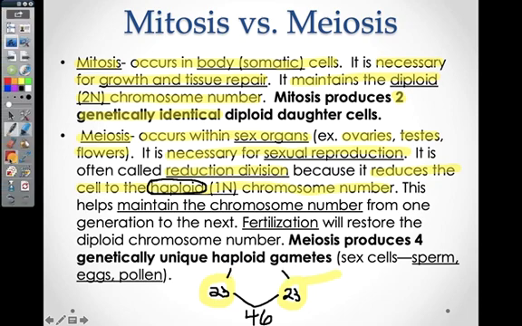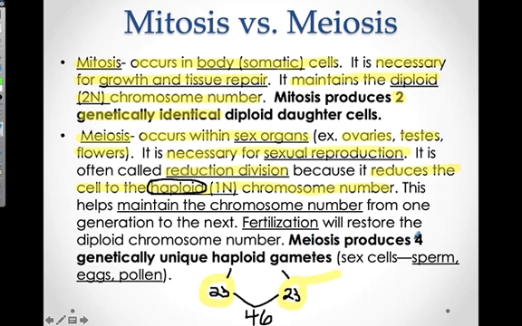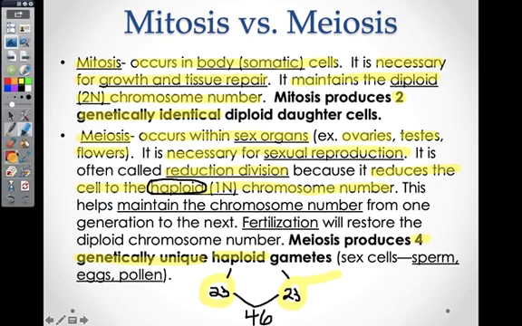All right, now remember the result of meiosis is 4 cells. They are going to be genetically unique, and they are going to be haploid. They're going to have half the number of chromosomes. And sometimes we call that, instead of sex cells, we'll call those gametes. That's the same thing. So when you see the word gamete, same thing as sex cells. Okay, and that of course is the sperm, eggs, and pollen. All right, so that's a general overview of the differences between mitosis and meiosis.